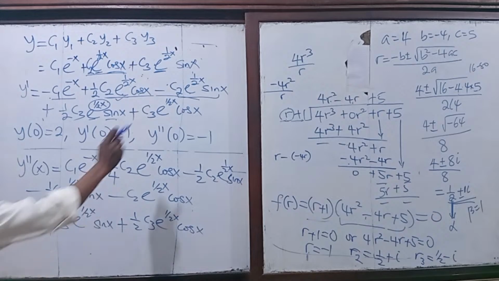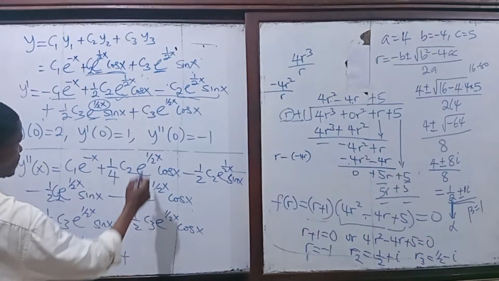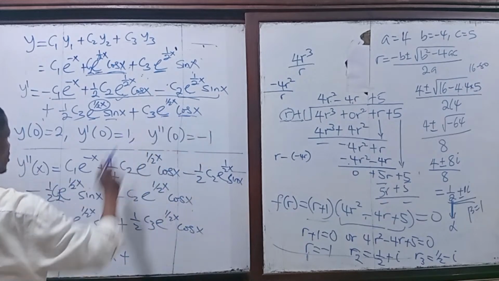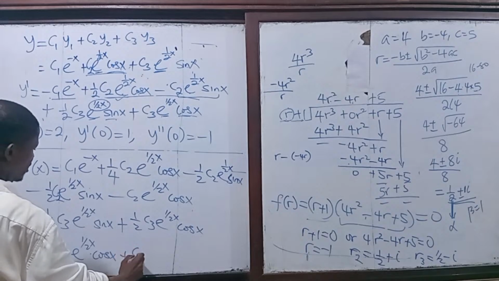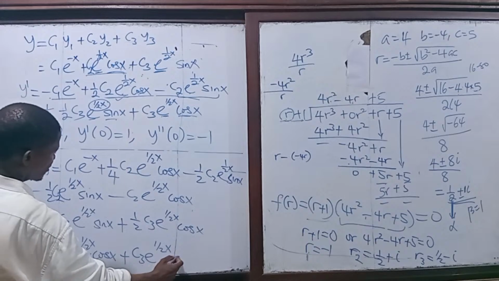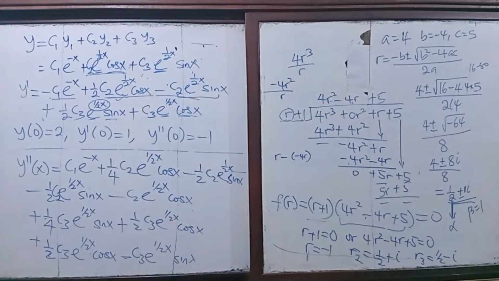And finally, come back to this one, and that'll be what? Plus 1 over 2 C3 e to power 1 over 2x. Keep the cosine constant, and then plus, now differentiate your cosine now. Keep e constant. So that will be C3 e to power 1 over 2x sine x. So this will be minus. So that's what we have with the second differential.